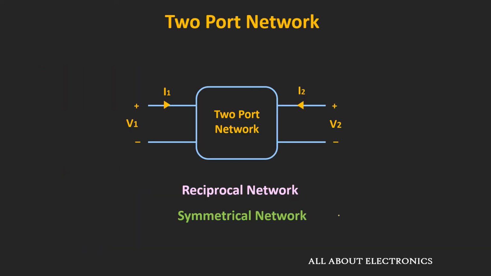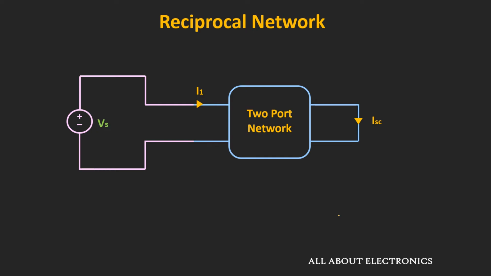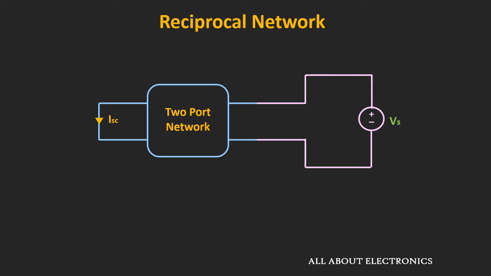Now, similar to the Z parameters, let us see the condition of reciprocity and the symmetry of the two-port network in terms of the Y parameters. First of all, let us see the condition of reciprocity. Let's say we have applied the supply voltage Vs at the port 1 and we are measuring the short circuit current at the port 2. Now if the network is reciprocal, then we should get the same short circuit current at the port 1 when we apply the supply voltage Vs at the port 2.